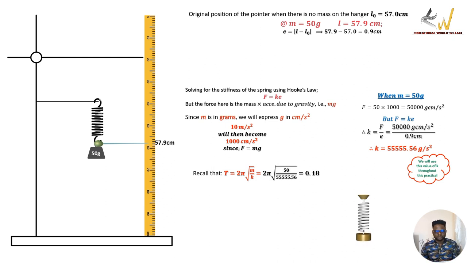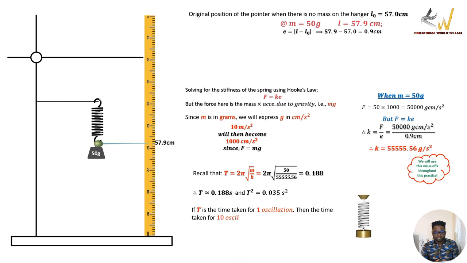Now recall that the period for a vibrating or oscillating mass is 2 pi times the square root of m over k. When we substitute the values where necessary, we simply find that the period T is approximately 0.188 seconds, and the square of the period is 0.035 seconds square. So if the time taken to complete one oscillation, which is the period, is 0.188 seconds, it simply means that the time taken to complete 10 oscillations will be times 10, which is 1.88 seconds. So we have gotten all these values.